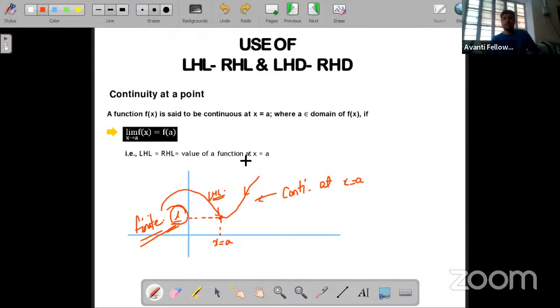Clear? So also we have to check that the value which we are talking about should be in the domain of the function. It should not be like that at that point the function is not defined. Here the function value should also be defined at that particular point at which we are talking about continuity.